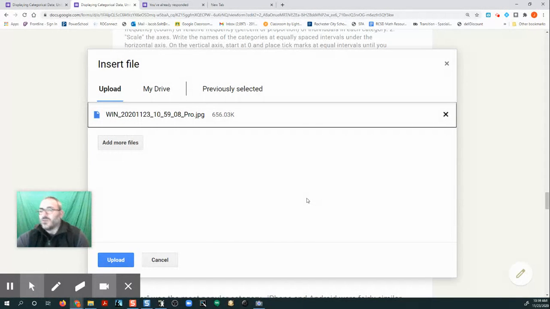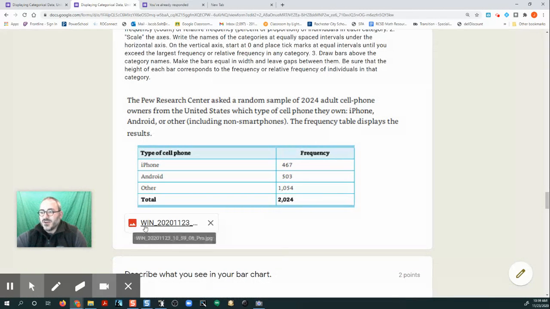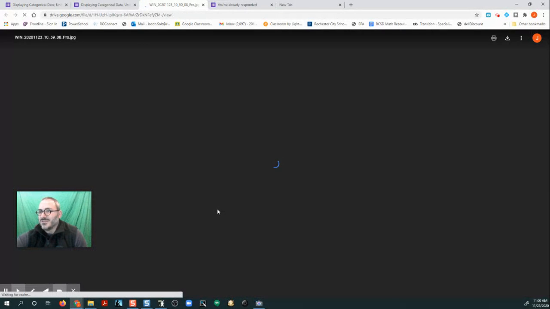In my camera roll, there's my file. I'm going to upload it. I clicked upload, and boom, it goes right in there, right? I can click on it now, and I can actually look at it in Drive.